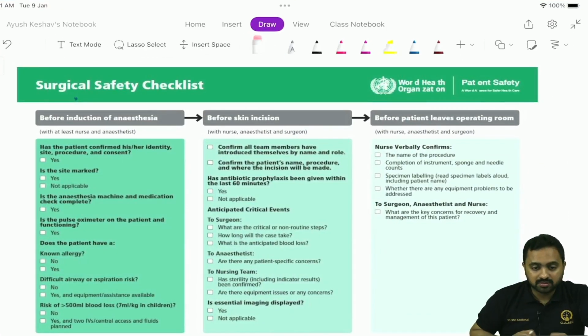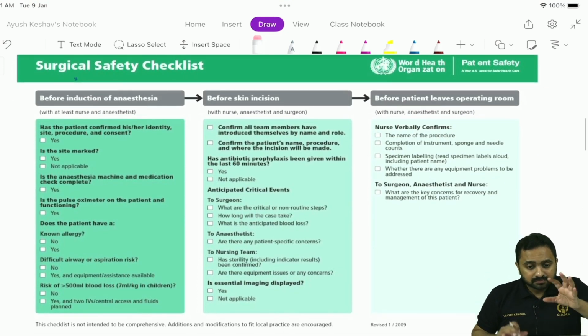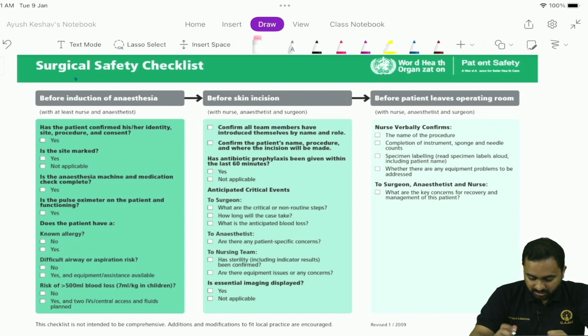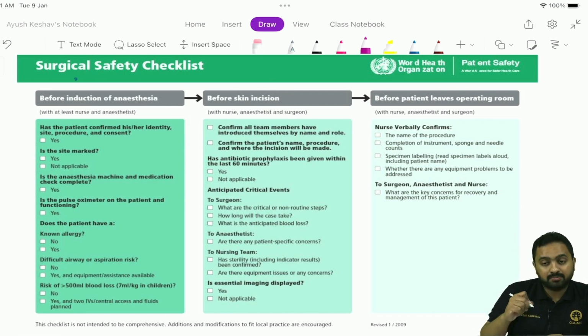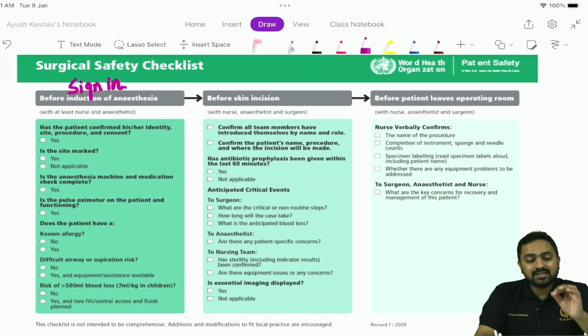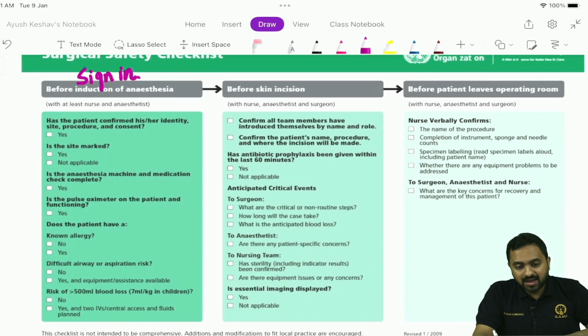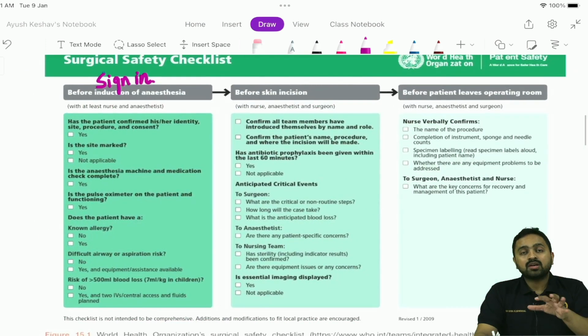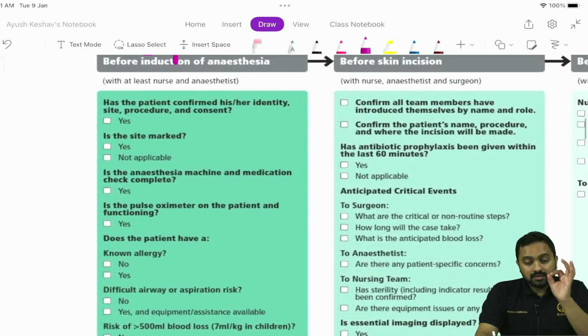If you see over here, the surgical safety checklist includes, before induction of anesthesia. This particular part, before induction of anesthesia, is also known as your sign in. This sign in is done with at least the nurse and your anesthetist. Now what is done over here? The patient needs to confirm his or her identity, the site, the procedure, and the consent.